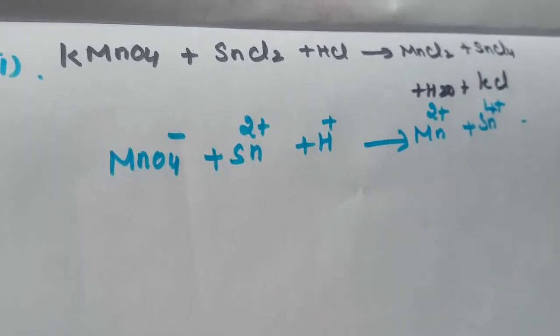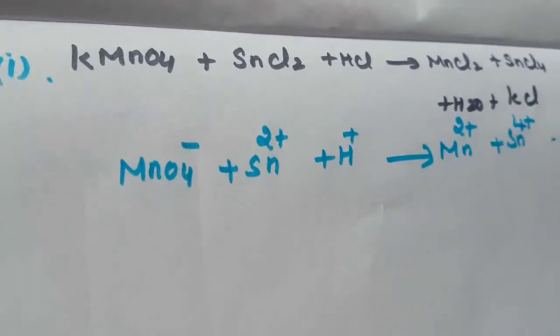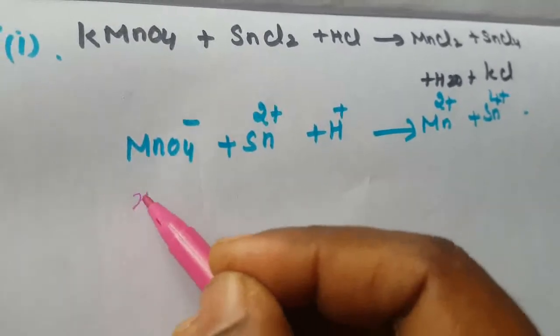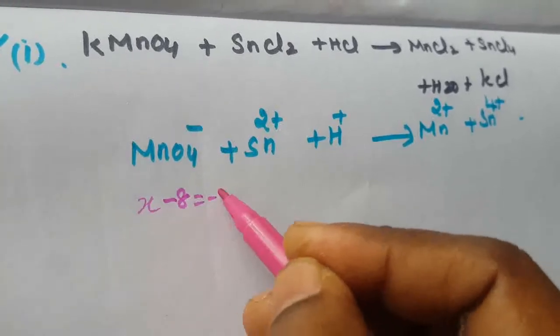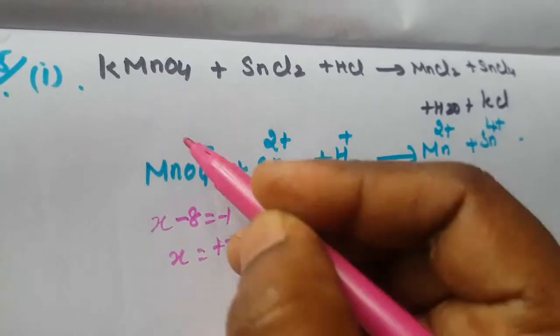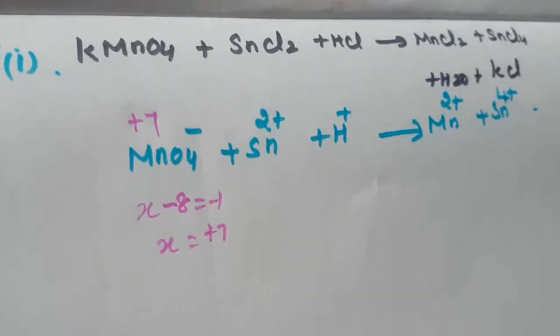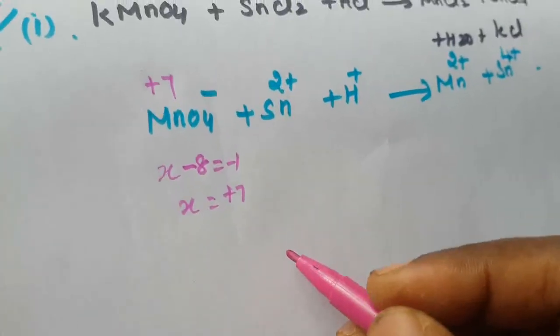What is the half of this equation? First step is calculate the oxidation number. What is the oxidation number? That is x minus 8 equal to minus 1, x is equal to plus 7. Okay, this is plus 7. Here the oxidation state will be here. So how to calculate? Mn.